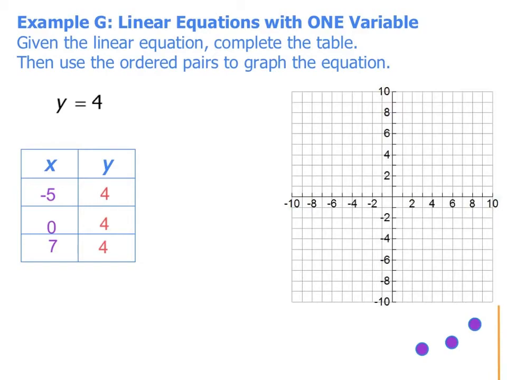So let's see what this does to our linear equation, because again, it's always going to graph a line. Let's see if it still graphs a line, even though I only have one variable here. So every time, I've got negative 5, 4. So over to negative 5, up to 4. Okay, 0, up to 4. 7, up to 4.